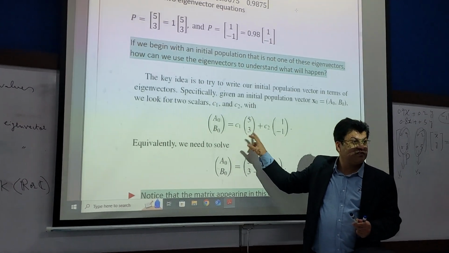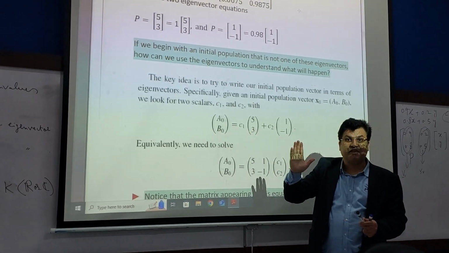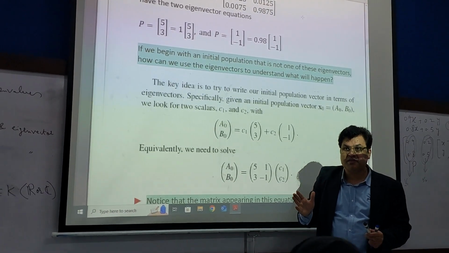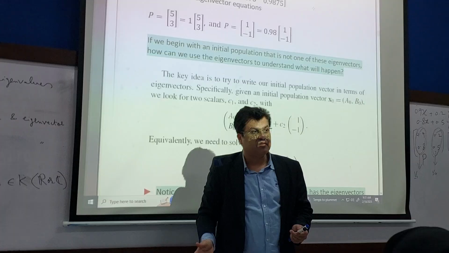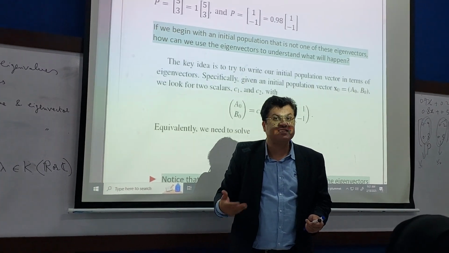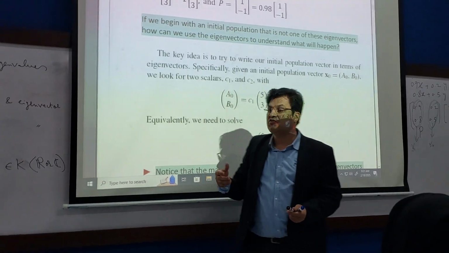Direction is clear with respect to the eigenvector. If you remember, the eigenvector is representing something like a direction. Now the question is how much, how many values we will take. This we will find.